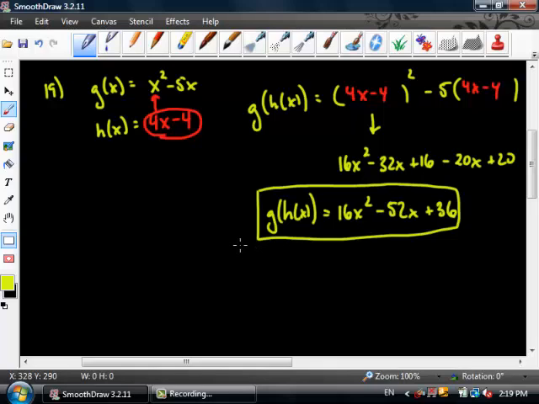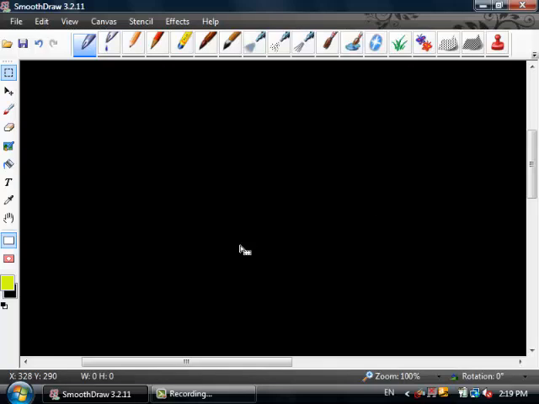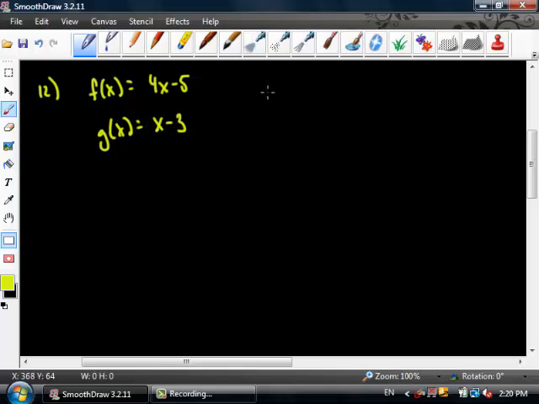Another one like that? Sure. Okay, let's do something a little easier. Let's do something like number 12. So f of x equals 4x minus 5, g of x equals x minus 3. They're asking us to find f of g of x. Okay, Jake, so you asked for this one. Let me start off with something a little easy.